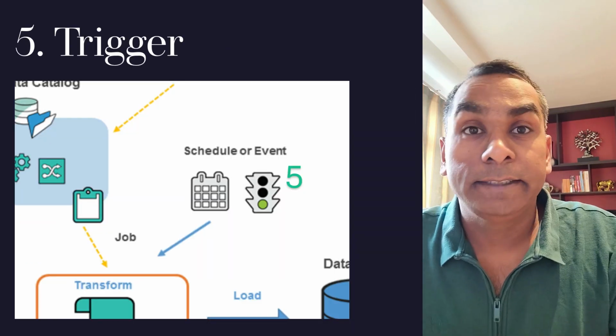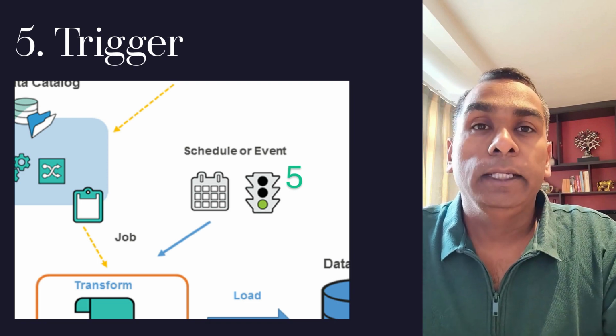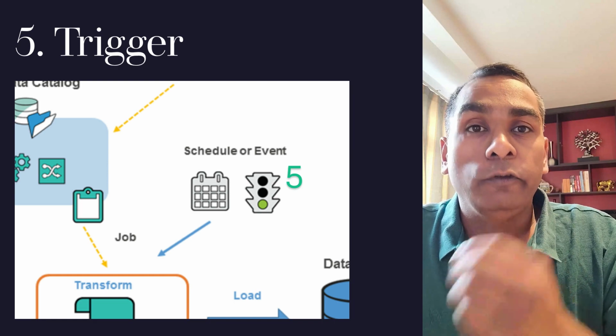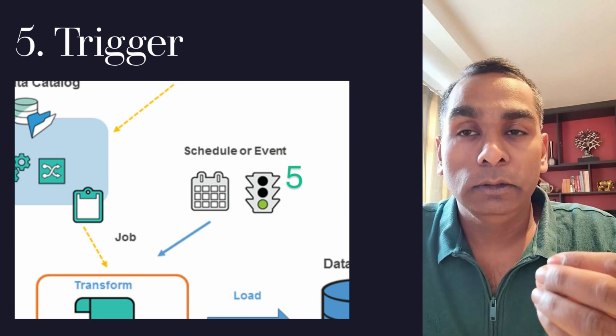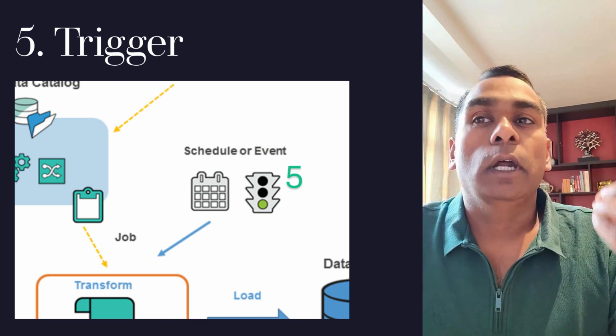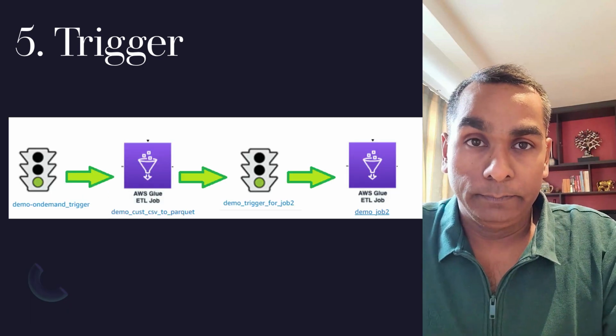Now, this is the last segment where I will create two triggers and one more ETL job and connect all of them in a daisy chain so that when I kick off first trigger, it starts the job 1, then completion of job 1 sets off trigger 2, which will start the job 2. The daisy chain of triggers and jobs look like this.